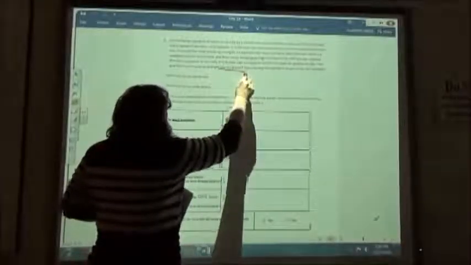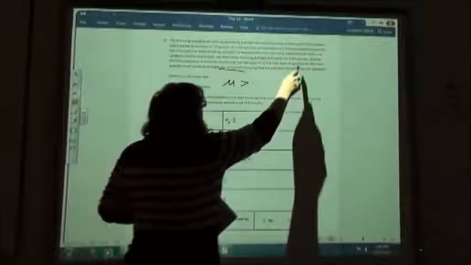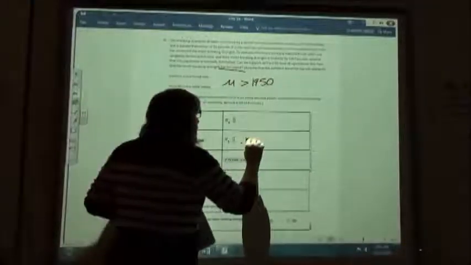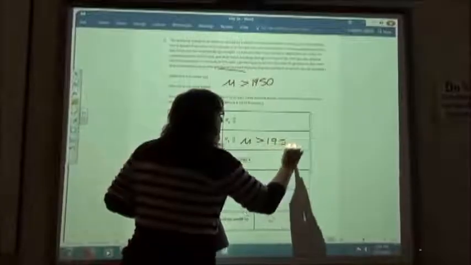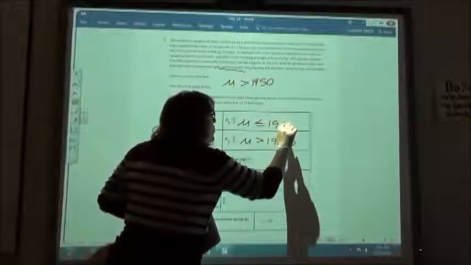So if it is increased, we're going to say that the mean is greater, right? The mean is greater than the given mean of 1,950 pounds. So again, the null always has to have an equal sign in it. That doesn't have the equal sign, so that's my alternate hypothesis. The mean is greater than 1,950. My null then is that the mean would be less than or equal to the 1,950.